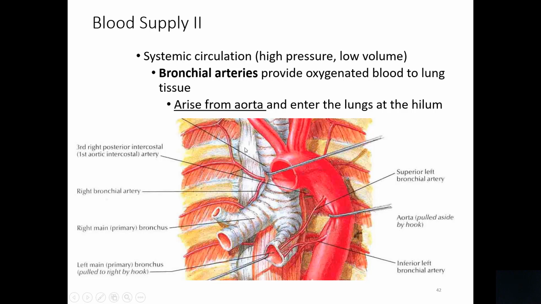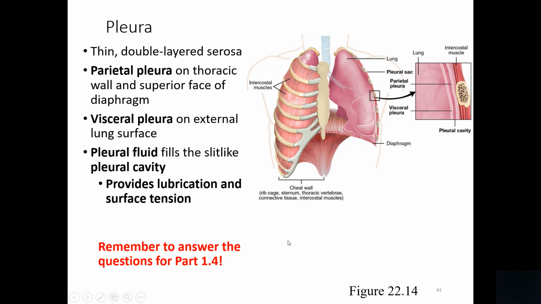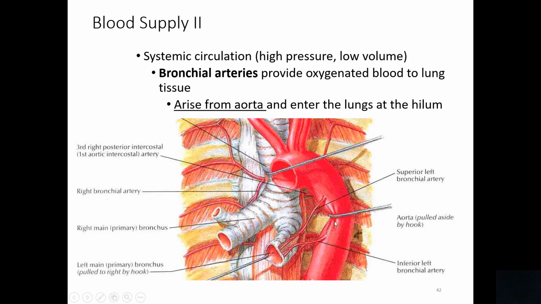Blood supply. Now, what about lung tissues themselves? All those bronchi and bronchioli, their walls have muscles, cartilages. All those tissues need energy too. They need oxygen too. That's why we have bronchial arteries providing oxygenated blood to lung tissue. They all arise from aorta and enter the lungs at the hilum. Here they are. There are several of them.